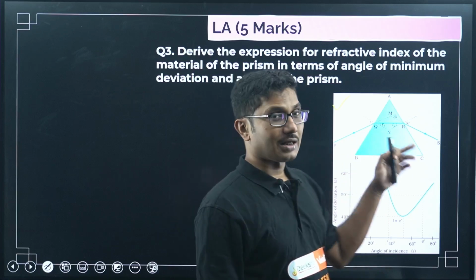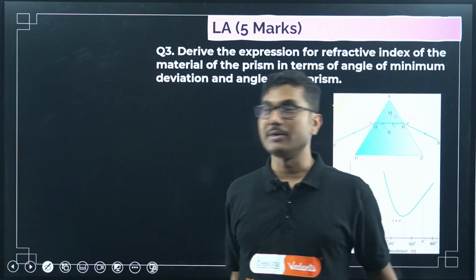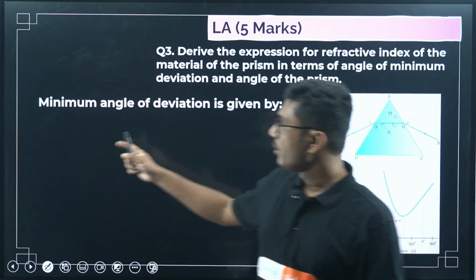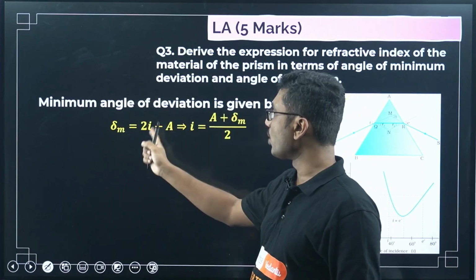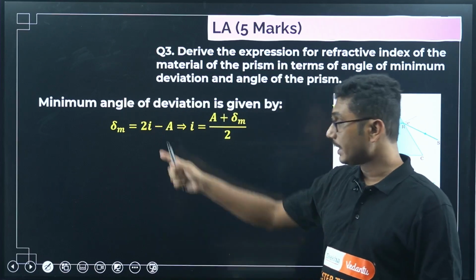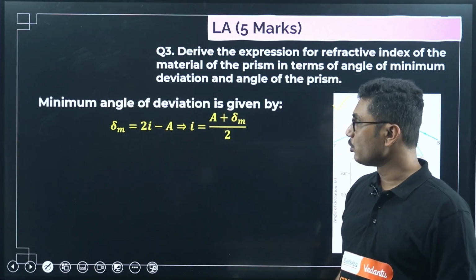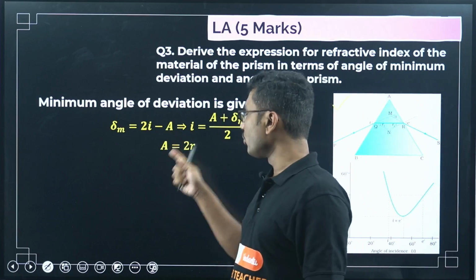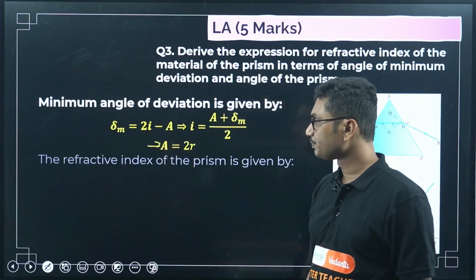This diagram is compulsory, but you have to mention that at the angle of minimum deviation, you have to write this equation: the minimum angle of deviation is given by delta m equals 2i minus A. From here, i equals (A plus delta m) by 2, and then you can also write for minimum angle of deviation that A equals 2r.